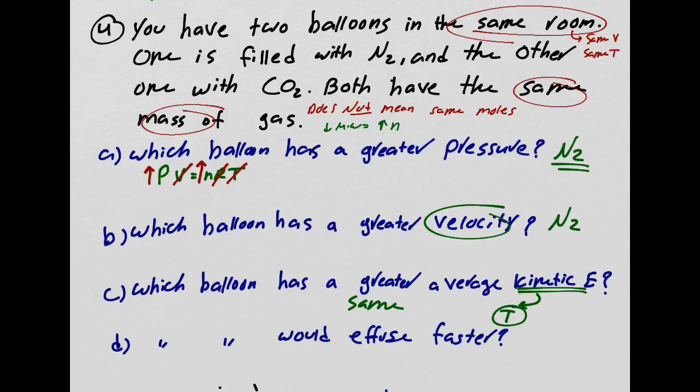Which balloon effused faster? It's the same thing: diffusion, effusion, velocity. The lighter guy can run around faster. You run around faster, you find a hole faster to get out, right? So the lighter atom will have a faster effusion. So far so good. Okay. Are you ready for the next one? Let's do this.